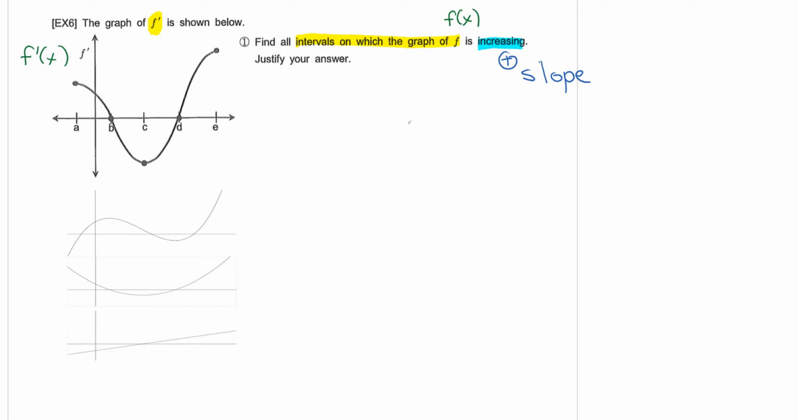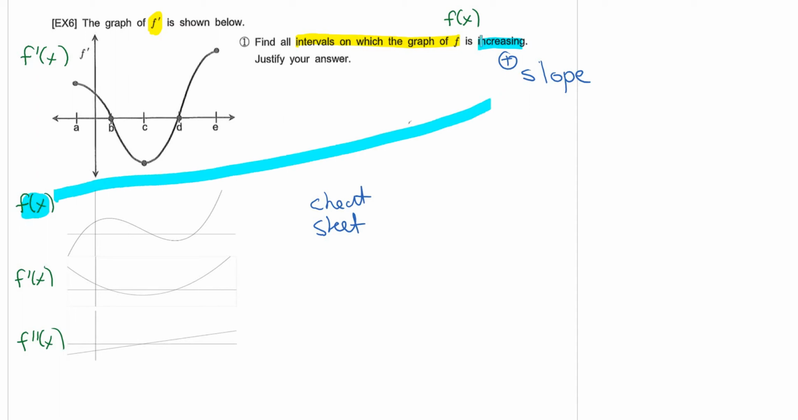Okay, so for this particular problem, let's look at my cheat sheet again, which is just below here. Over here, this is my original function, f of x. This is my derivative, and this is my second derivative. If I take a look at my very first original function, f of x, ask yourself, where is the original function actually increasing? Where does the original function have a positive slope? Well, it has a positive slope in this region, and also in that region. So here is my positive slope, and there is my positive slope as well.